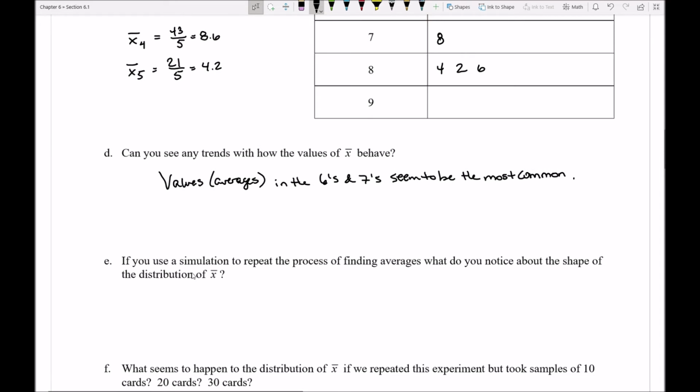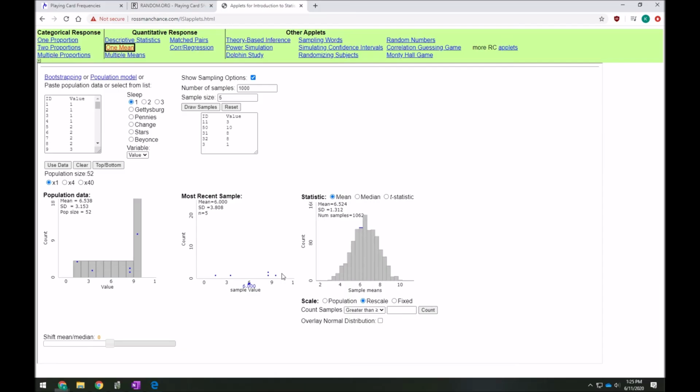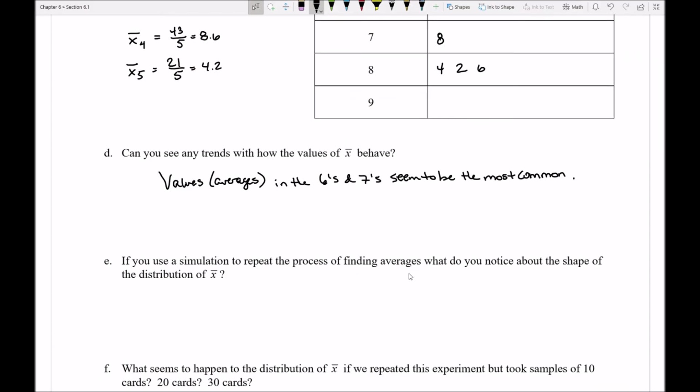Part E. If you use the simulation and repeat the process, like we had just done, what do I notice about the shape of the distribution? Well, remember before it was almost uniform, right, over here, except for this one bar at the side. But now, what kind of shape does it have? Well, it almost looks bell-shaped. So I'll write that here. It appears bell-shaped.